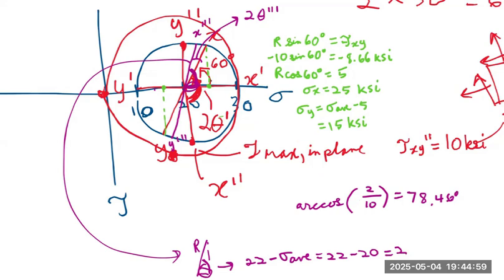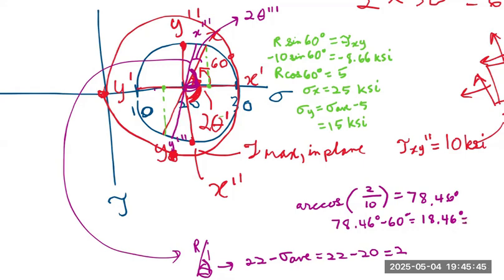And 78.46 degrees minus 60 degrees is going to be our smallest angle. So 78.46 degrees minus 60 degrees is going to give us 18.46 degrees. And we go counterclockwise from the x-axis to the x prime axis. And this is counterclockwise from the x-axis to the x prime axis.